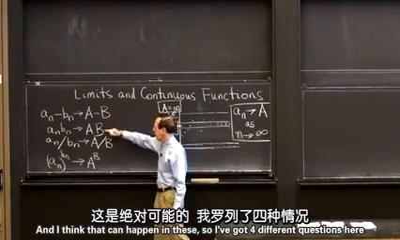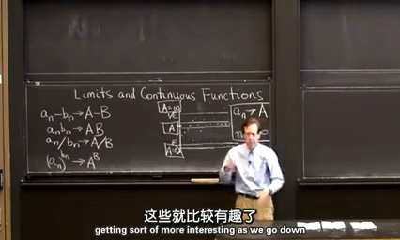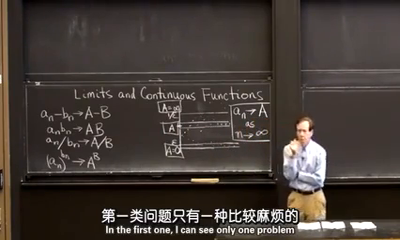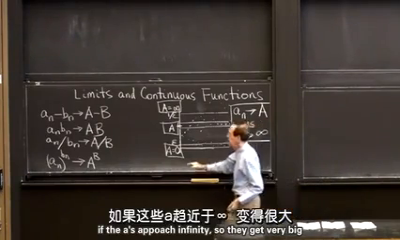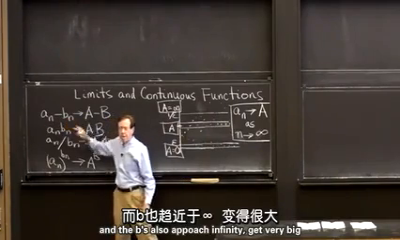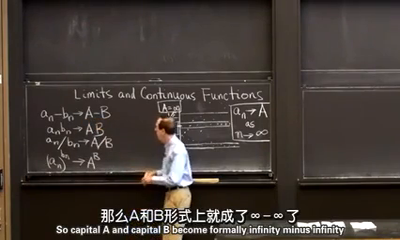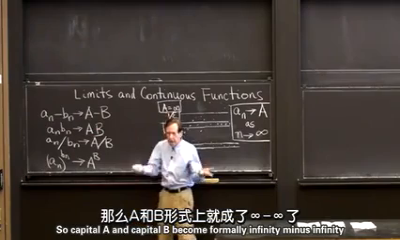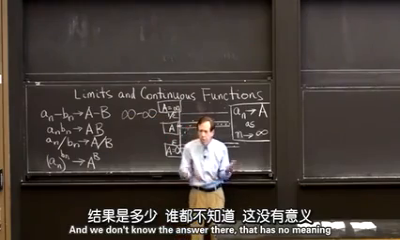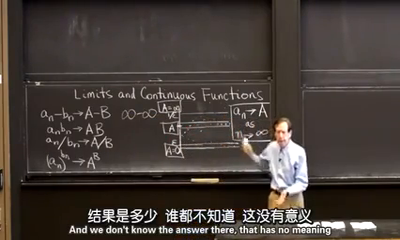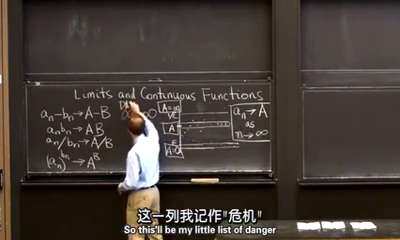So I've got 4 different questions here, getting more interesting as we go down. In the first one, I can see only one problem. If the A's approach infinity, so they get very big, and the B's also approach infinity, get very big, so capital A and capital B become formally infinity minus infinity, and we don't know the answer there. That has no meaning. So this will be my little list of danger.